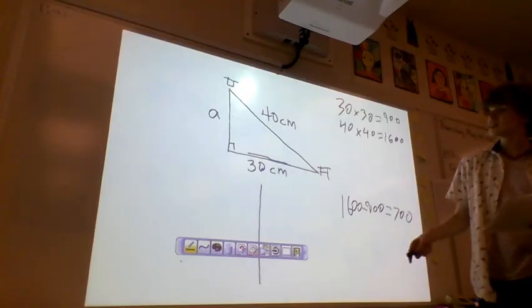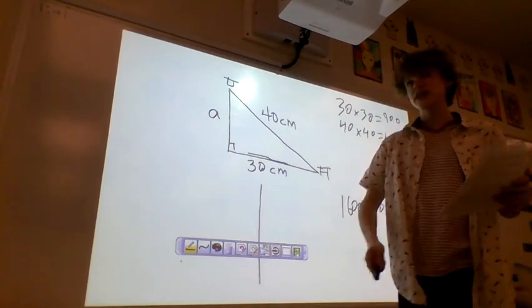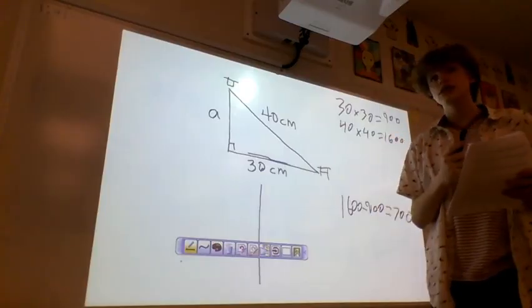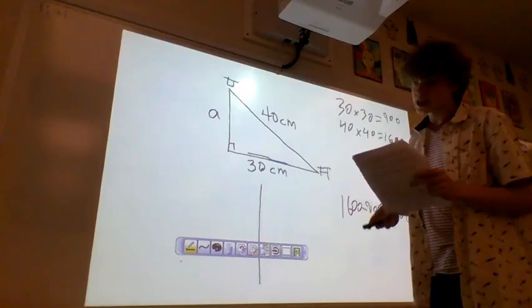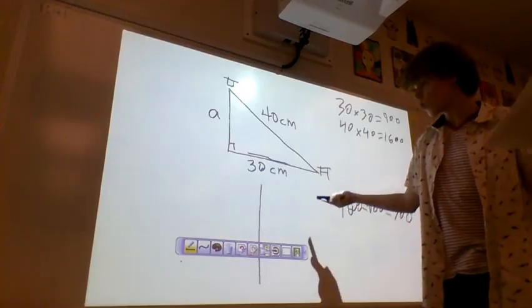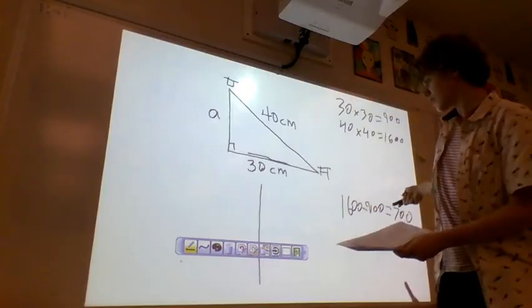But this still doesn't calculate the distance between the floor and the button. To do that, we need to find the square root of 700. And you may be asking why. Well, why, John Math? Why should we find the square root of 700?